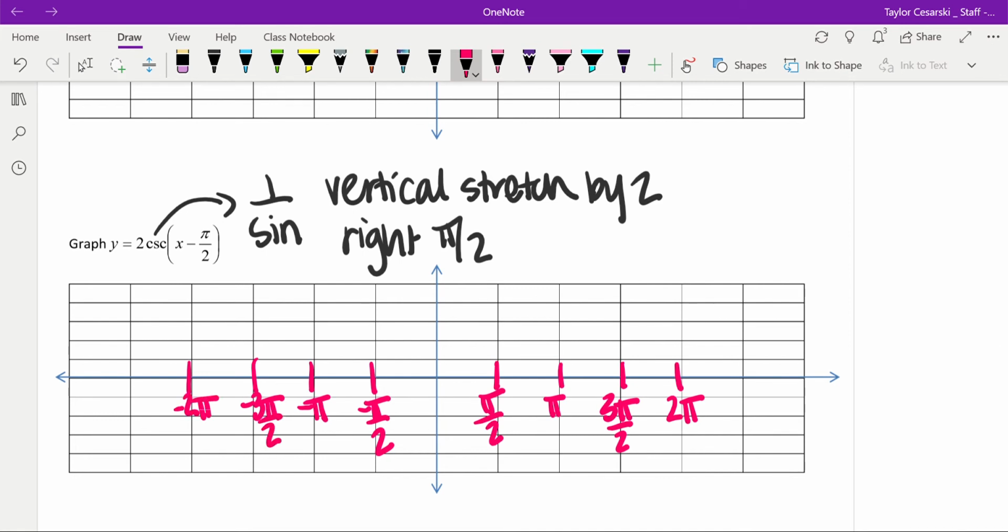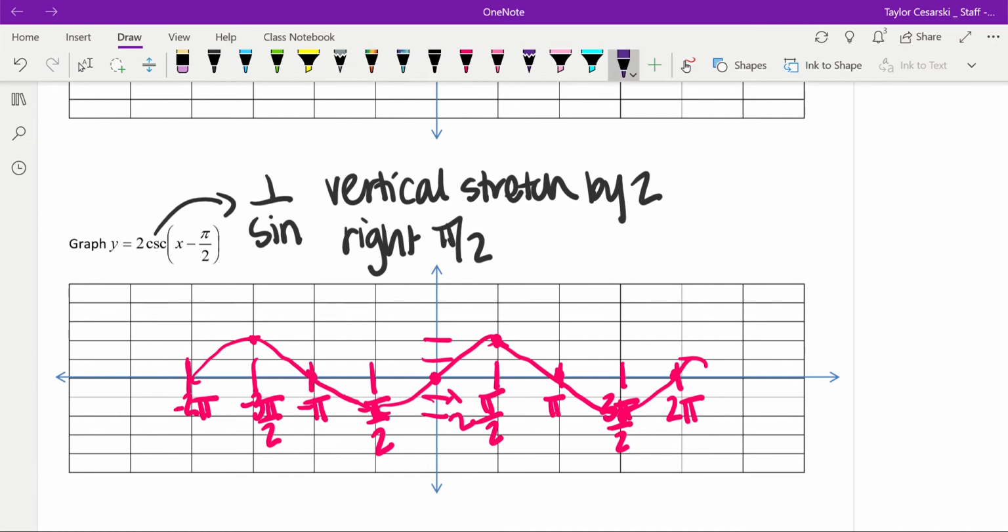Okay, and then a vertical stretch of 2. So I'm going to go ahead and graph sine. Probably should have chosen a different color, but that's okay. All right, so next I'm going to move it right pi over 2. I want to do all my transformations first.